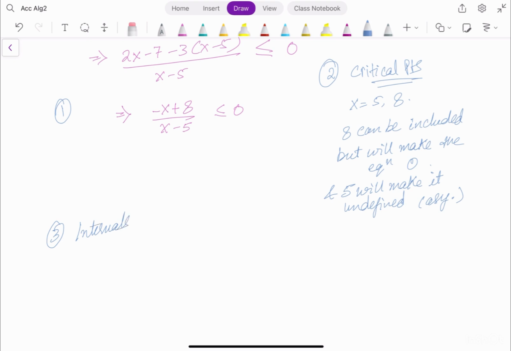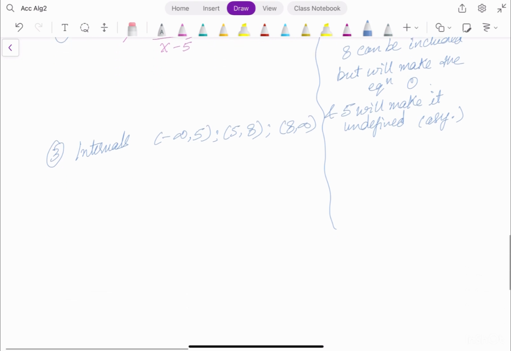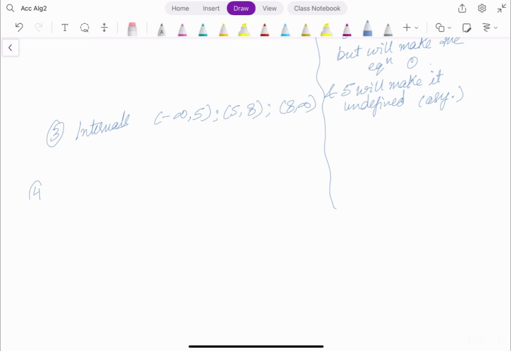So we will have 3 test intervals, negative infinity to 5. Make sure to write negative infinity. I made a mistake in example 2, where I didn't write negative infinity with 3/4. 5 to 8 and 8 to infinity. Excuse me. Now step number 4.